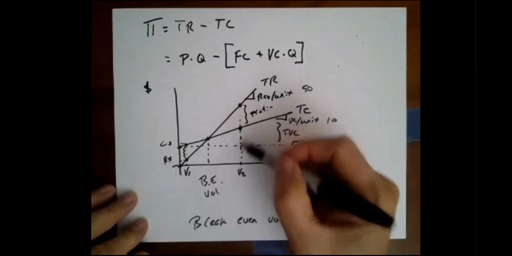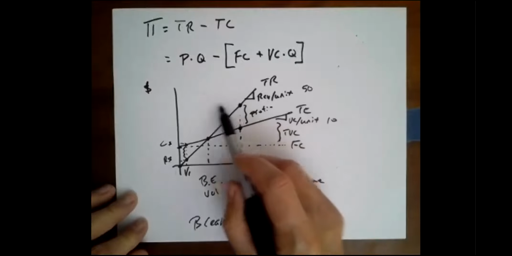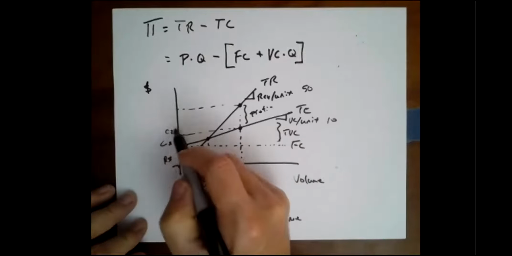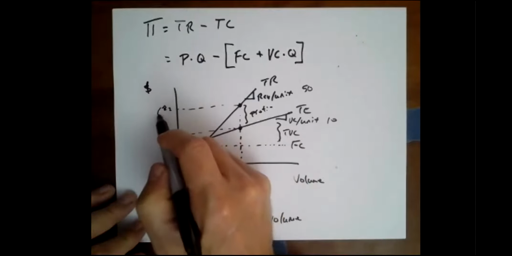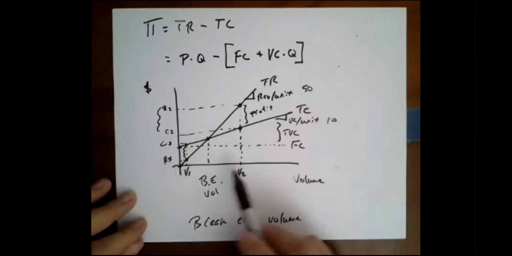Out here, at say volume 2, we have total revenue greater than total cost. This is cost 2 and revenue 2. Right? So that gap is profit, right? That's what we're talking about.